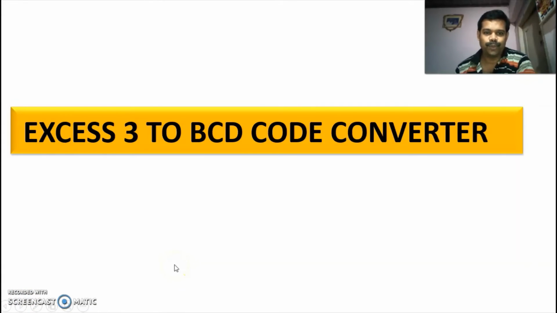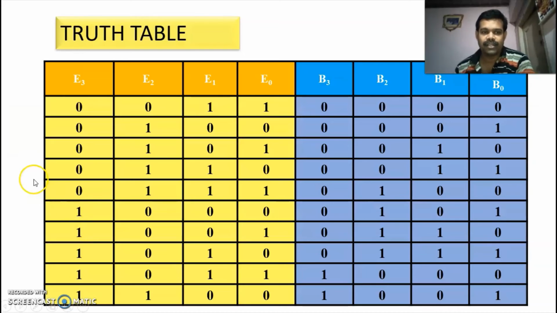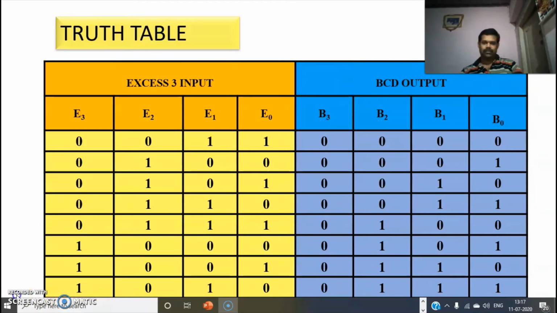Next is XS3 to BCD code converter. So here also your truth table will be having 8 columns. First you have to write the XS3, then you have to write the binary. It is better to write the output first. So you write from 0 to 9. So it is better to write the BCD output first, that is from 0 to 9. So you write 0 to 9 first.